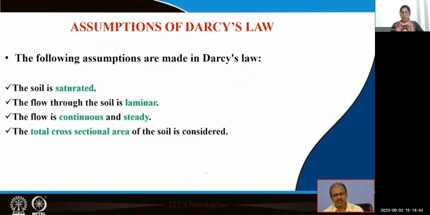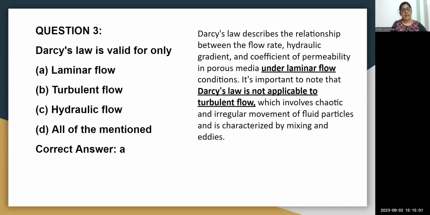That is, the soil should be saturated in order for Darcy's law to be valid. In other cases, the flow has to be laminar in the soil material, steady flow, that is, it is not changing with time, and cross-sectional area is also considered for the computation of the velocity. So, Darcy's law is only valid for option A, laminar flow. So, the correct answer is option A.